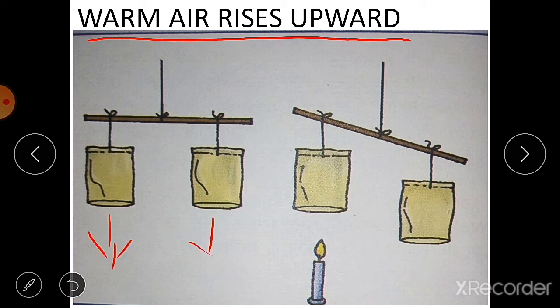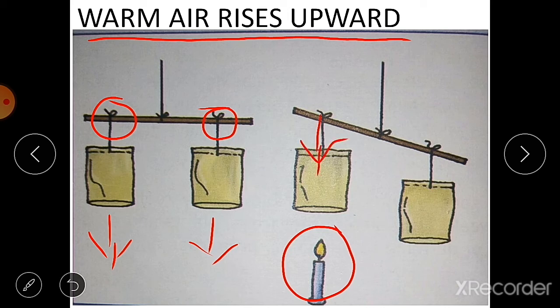The bags' open ends are facing downward. We have to hang them on a stick. Okay, tie a piece of thread here, tie a piece of thread and hang both the paper bags on the stick. Then what you have to do, place a lighted candle below one of the bags. Only below this bag you will place that burning candle.